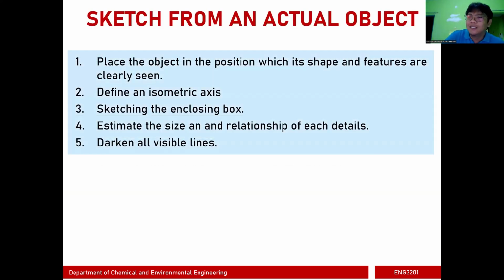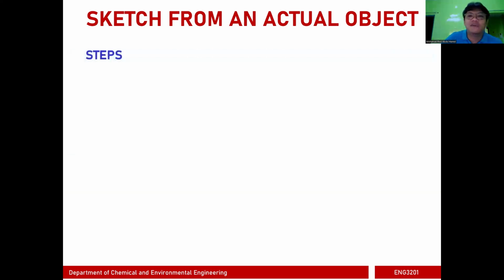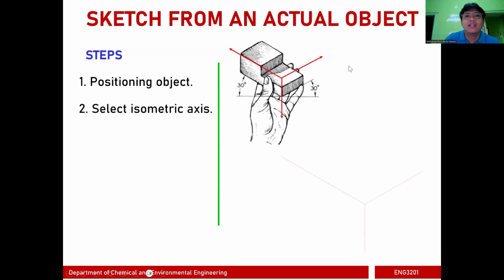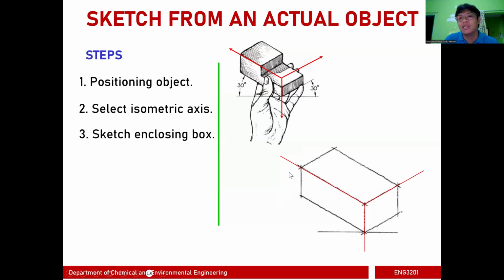The next few slides just tell you how to sketch from the object. First things first, you position the object based on whatever isometric angle requirement, like this, and you set your isometric axis. Then sketch the enclosing box. What does that mean? The enclosing box is the largest dimension from all axes.